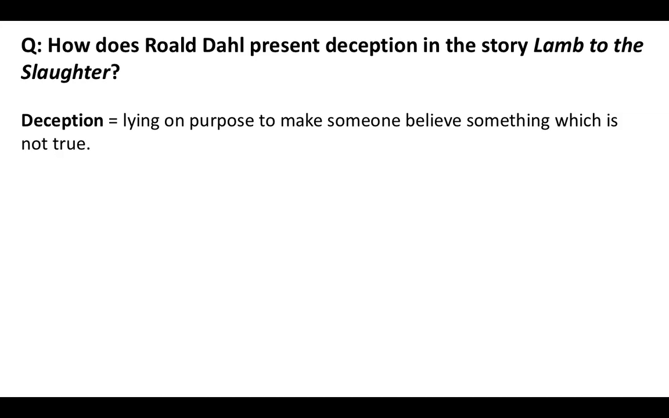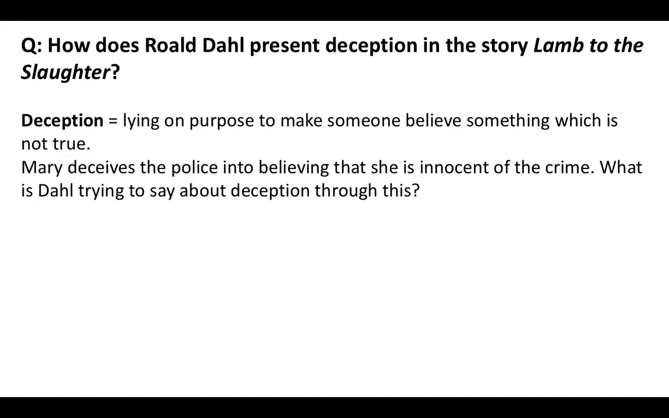Let's have a little think. Where is there lying? Where is there deception in this story? Well, hopefully it's reasonably obvious. Mary deceives the police. She lies to them. And she deceives them into believing that she is innocent of the crime of killing Patrick. So what is Dahl trying to say about deception then through that? What is he trying to teach us there? What message is he trying to give us about Mary lying in the story?